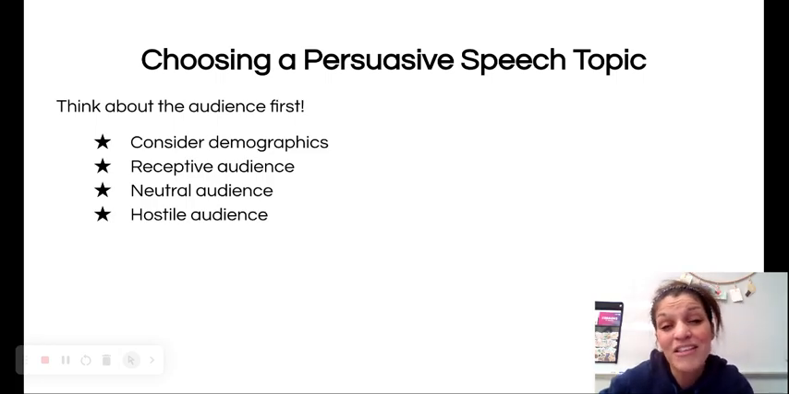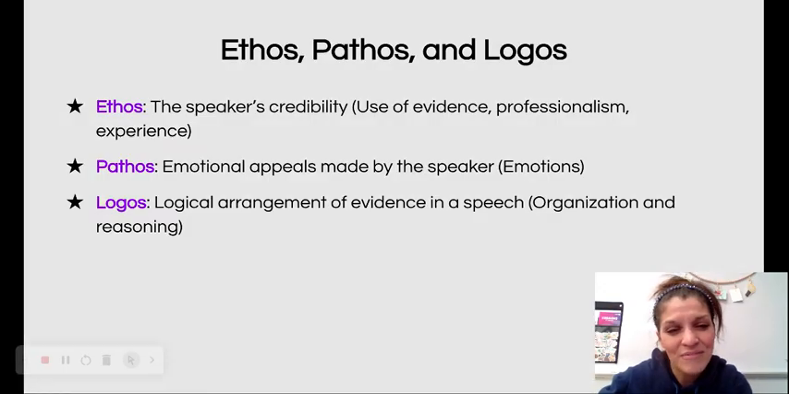If you're talking about a topic that you know everyone in the room is going to disagree with, then you have to proceed with caution. Not that you can't talk about it, but how you approach that speech or that conversation is different. You might have a neutral audience, or you might have a hostile audience, which happens a lot at board meetings and things like that when people are really passionate and children are involved.